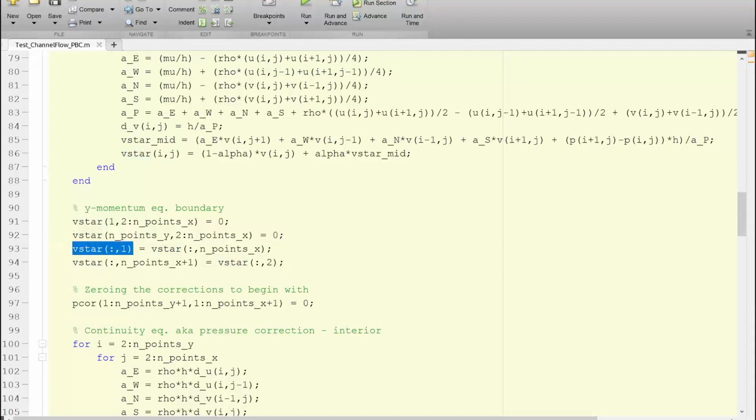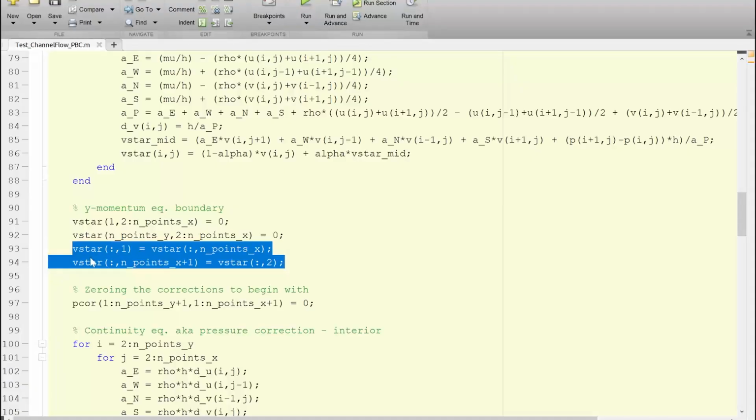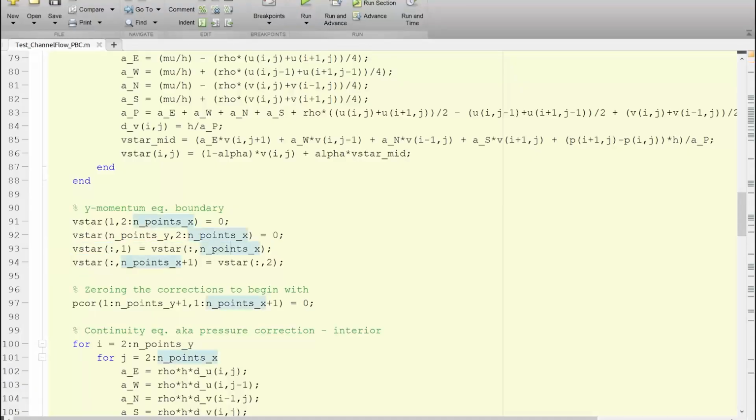The difference would lie in these two lines, where again we would say that the first column is equivalent to the second last column, and the second column is equivalent to the last column. So that's what I am writing here, that this is the first column and this is exactly equal to the second last column. And mind you that in the indexing here, the second last column corresponds to endpoints x, and endpoints x plus 1 corresponds to the last column. Remember how the staggering for the u and v velocities were different. They had different numbers of rows and columns. So take care of that while writing the code.